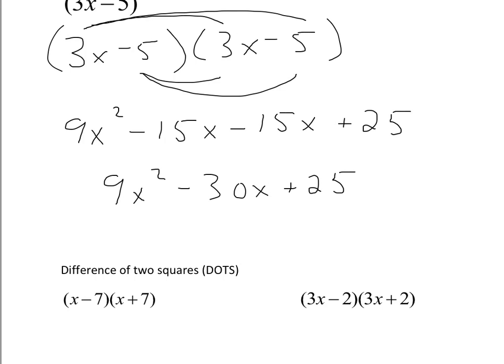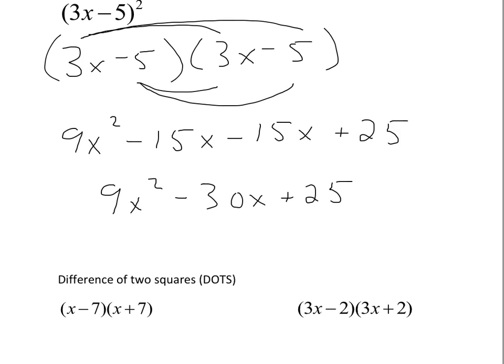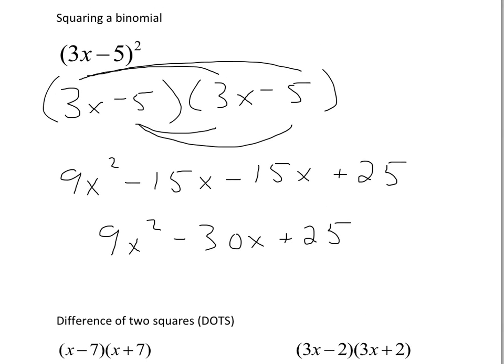After you've done a lot of these, maybe you start to see a pattern. What you're always going to have is the first term squared. So 3x times 3x is 9x squared. And it's always going to end with the last term squared. Negative 5 times negative 5 is positive 25. And then if you multiply these two terms together, you get negative 15x. And then if you double that, that gives you the middle term.